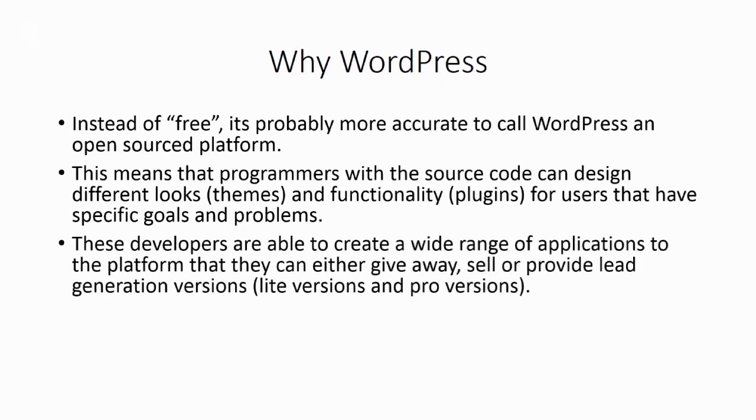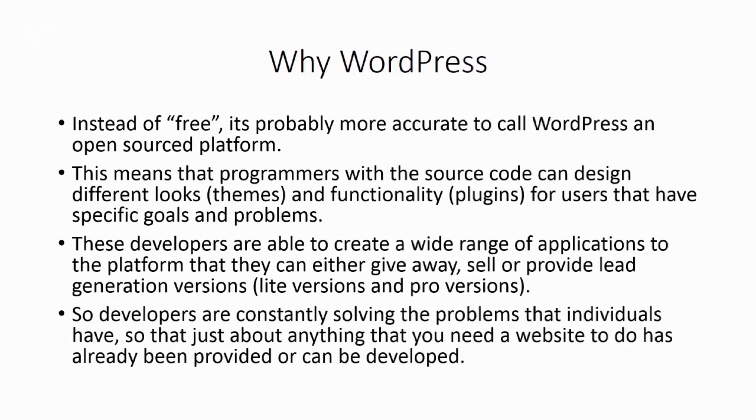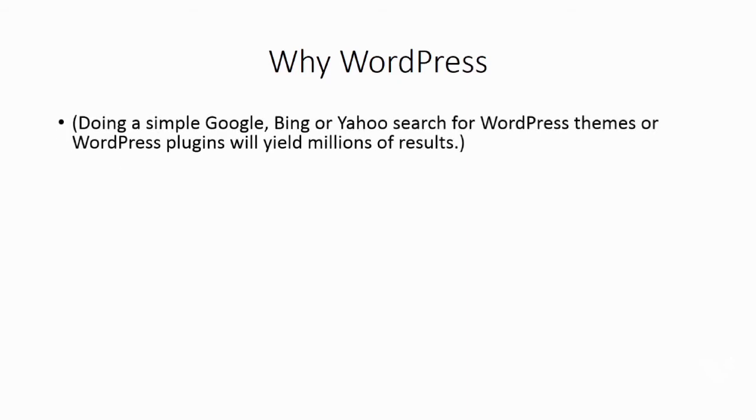Now, these developers are able to create a wide range of applications for the platform that they can either give away, sell, or provide as lead generation versions, which they call the light version, and then allow people to upgrade by paying for the pro version. So developers are constantly solving the problems that individuals have, so that just about anything you need a website to do has already been provided or can be developed.